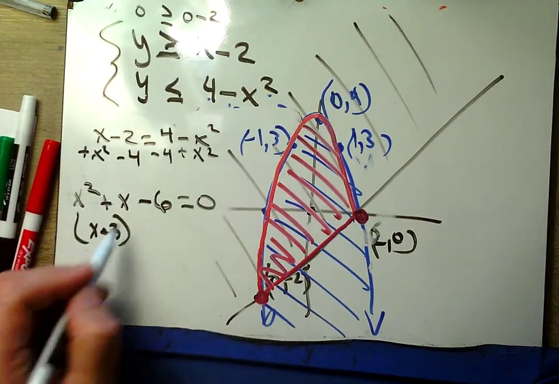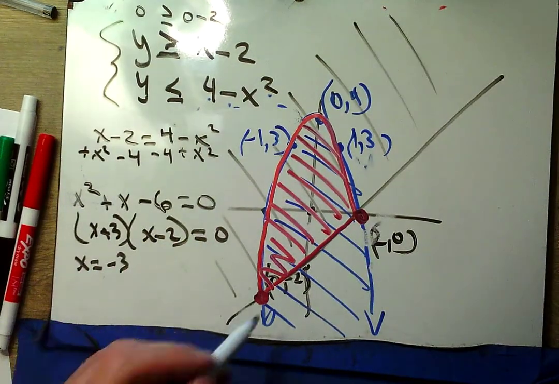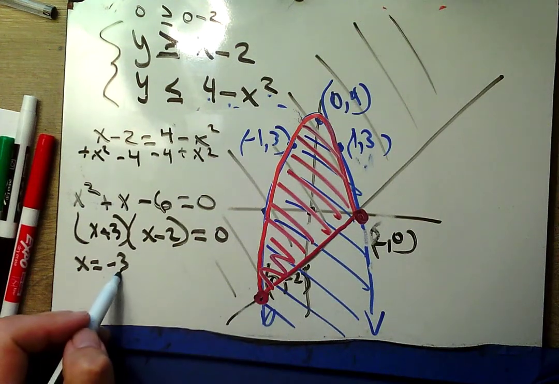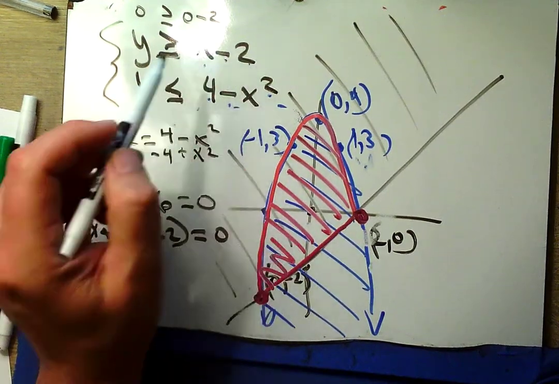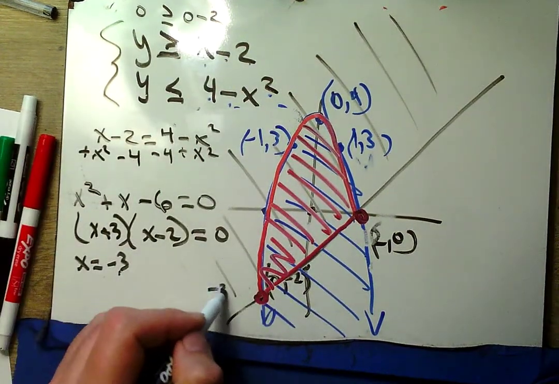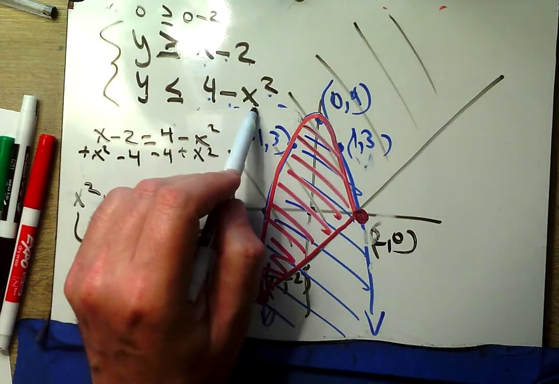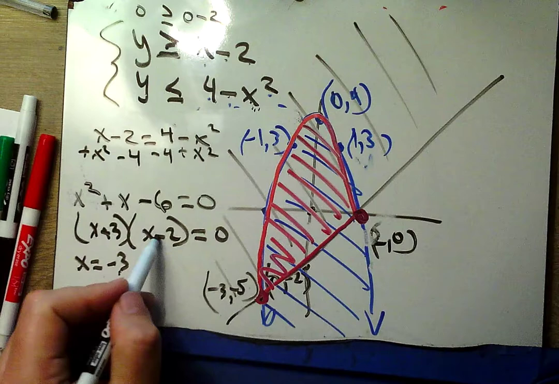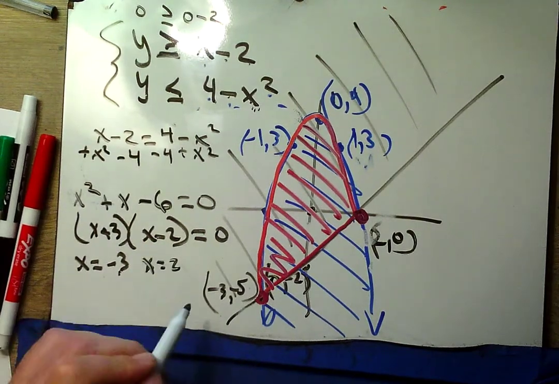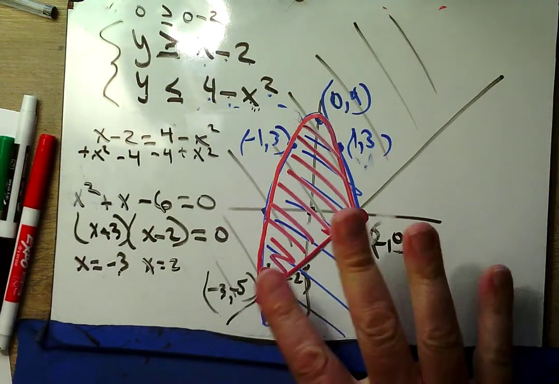And I get (x plus 3)(x minus 2). So I know x equals negative 3 is one of my points of intersection. But what's the y value there? If I plug my negative 3 back into either equation, negative 3 minus 2 is negative 5. So this is (negative 3, negative 5). Or I could plug my negative 3 in here. Negative 3 times negative 3 is positive 9. 4 minus 9 is again negative 5. We also have x equals 2 as an x-intercept. 2 minus 2 is 0. Okay? Find those points of intersection by setting the equations equal to each other.